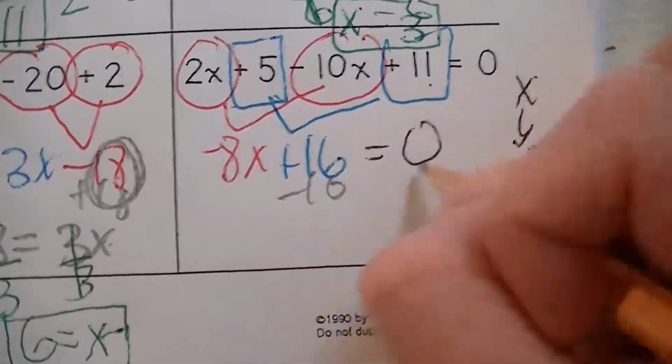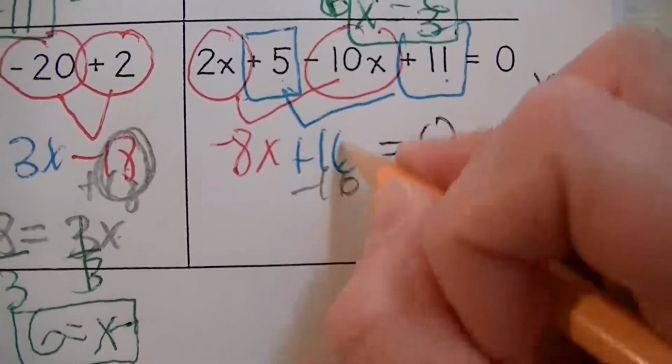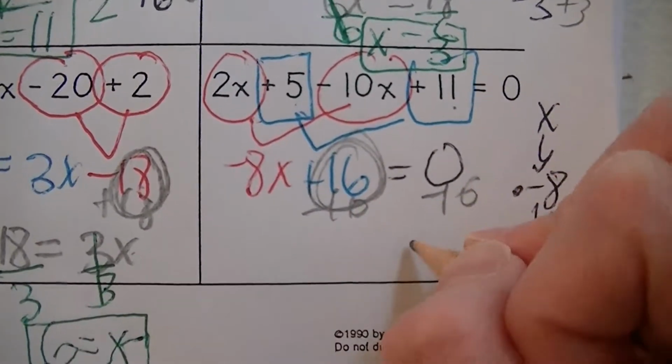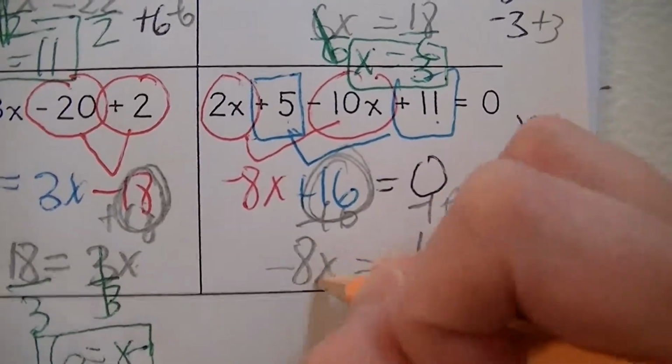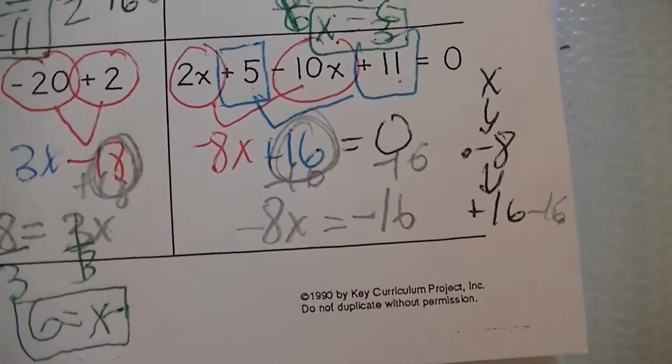And you're going to subtract 16 from both sides of that equal sign. 16 take away 16 is 0. 0 take away 16 is negative 16. And bring down everything that's left, your equal sign and your negative 8x. Now you're going to go ahead and go back up.